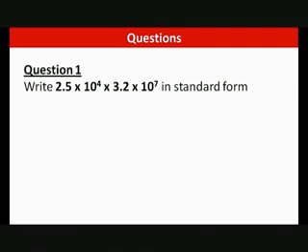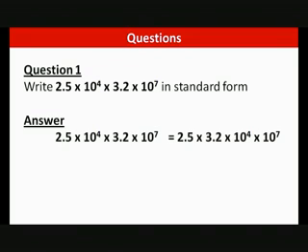So here's a question. 2.5 times 10 to the power of 4 times 3.2 times 10 to the power of 7. Write that in standard form. Well, we could rewrite that with all of the numbers first and all of the powers last. So I've rewritten that as 2.5 times 3.2 times 10 to the power of 4 times 10 to the power of 7.